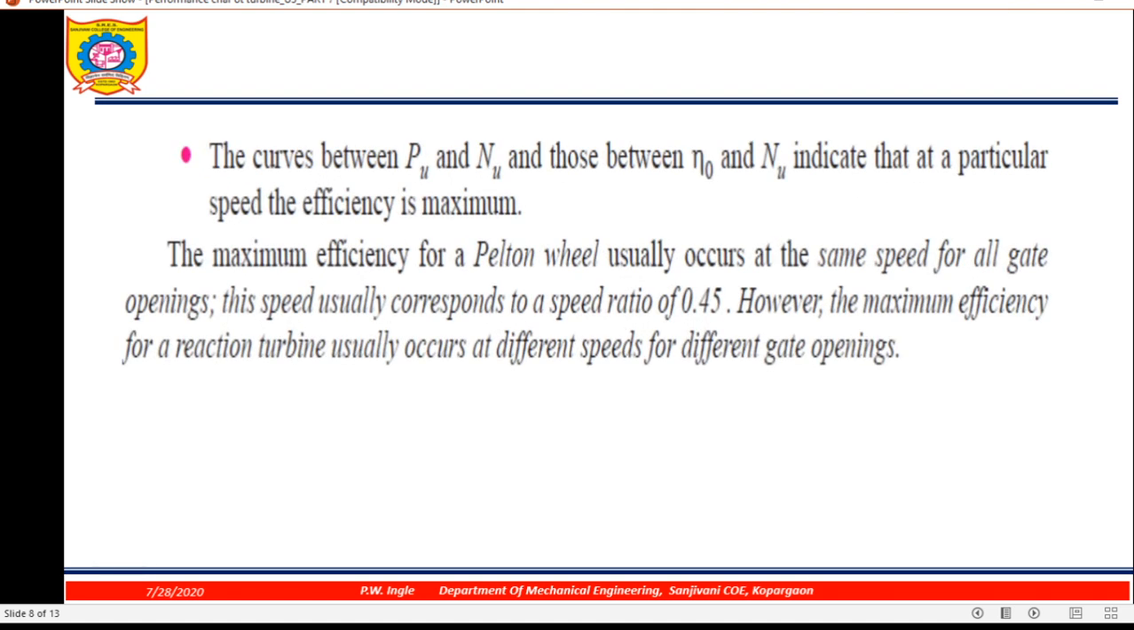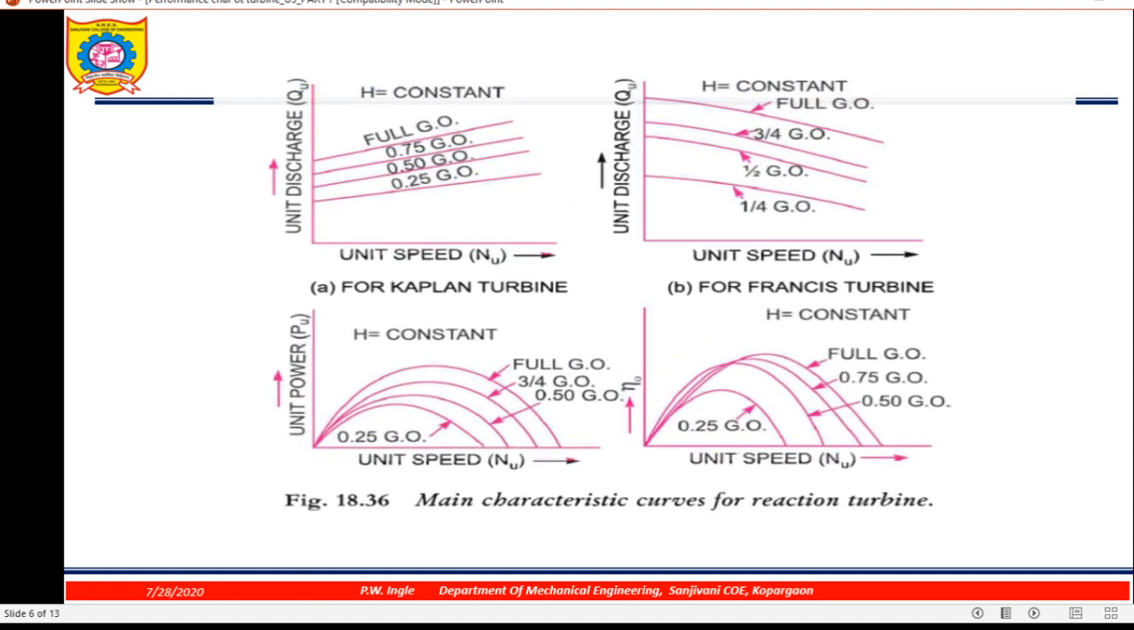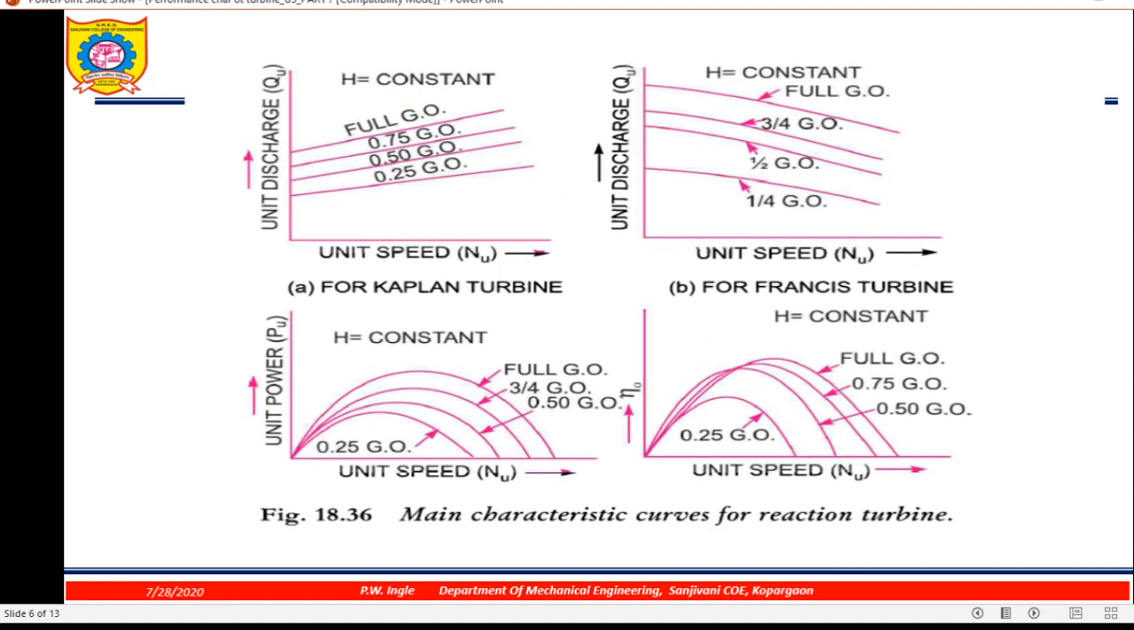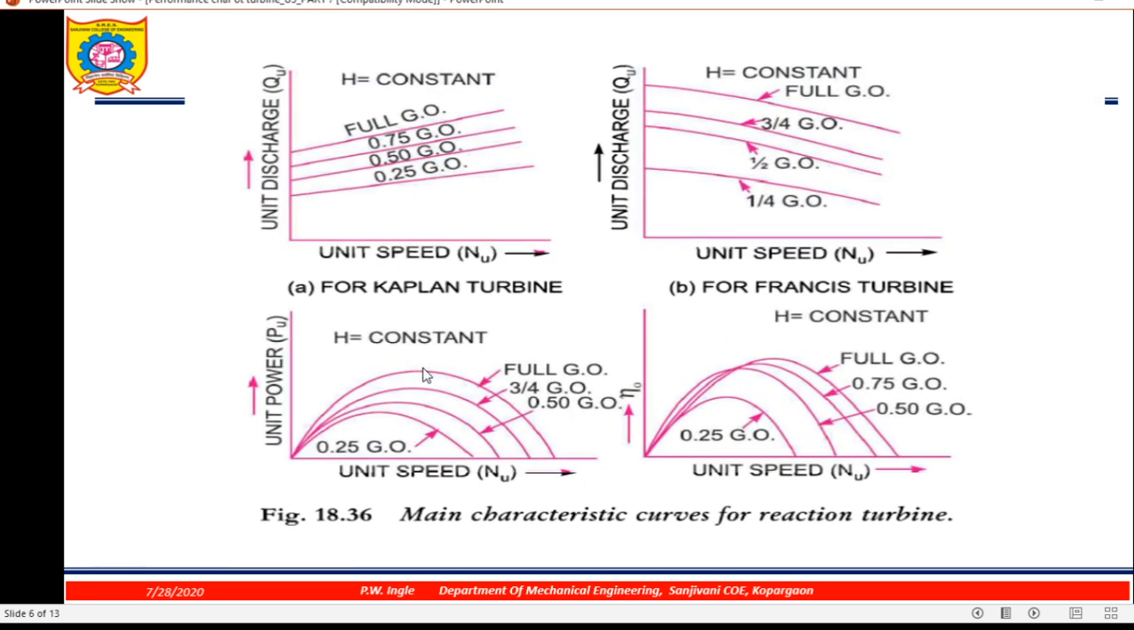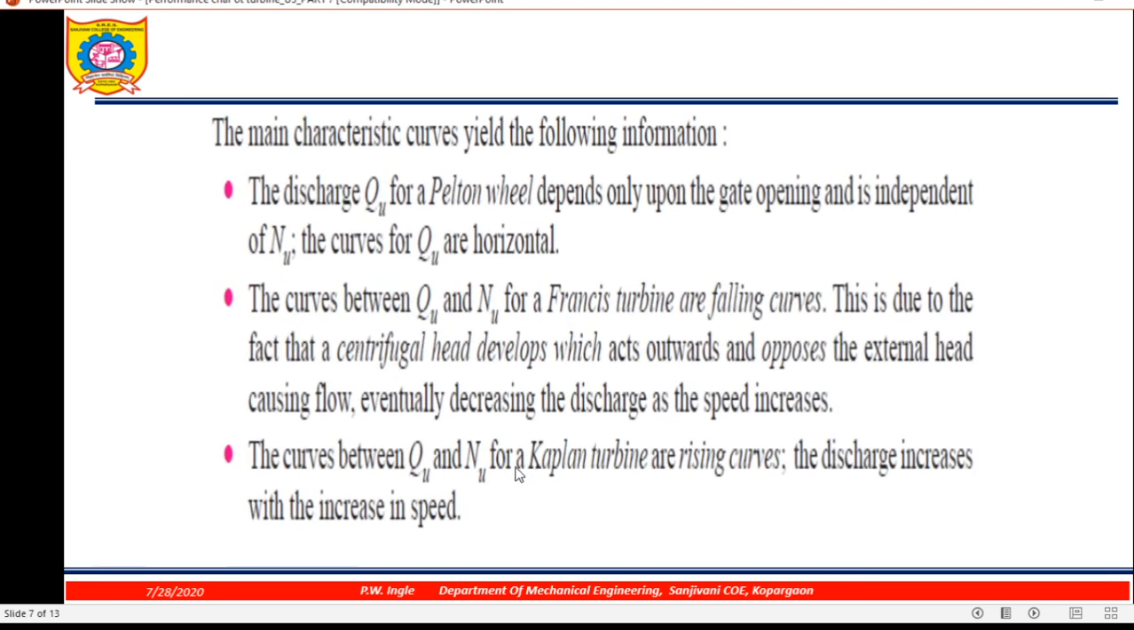Now you see the curves between PU and NU, that is unit power and unit speed, and those between overall efficiency and NU indicate that for a particular speed the efficiency is maximum. Okay, so here you see for a particular speed efficiency is maximum. You can see for the Pelton turbine, here it is maximum, here it is maximum, here it is maximum, correct? For a particular speed, power as well as efficiency is maximum. Okay, so you are getting maximum points here.